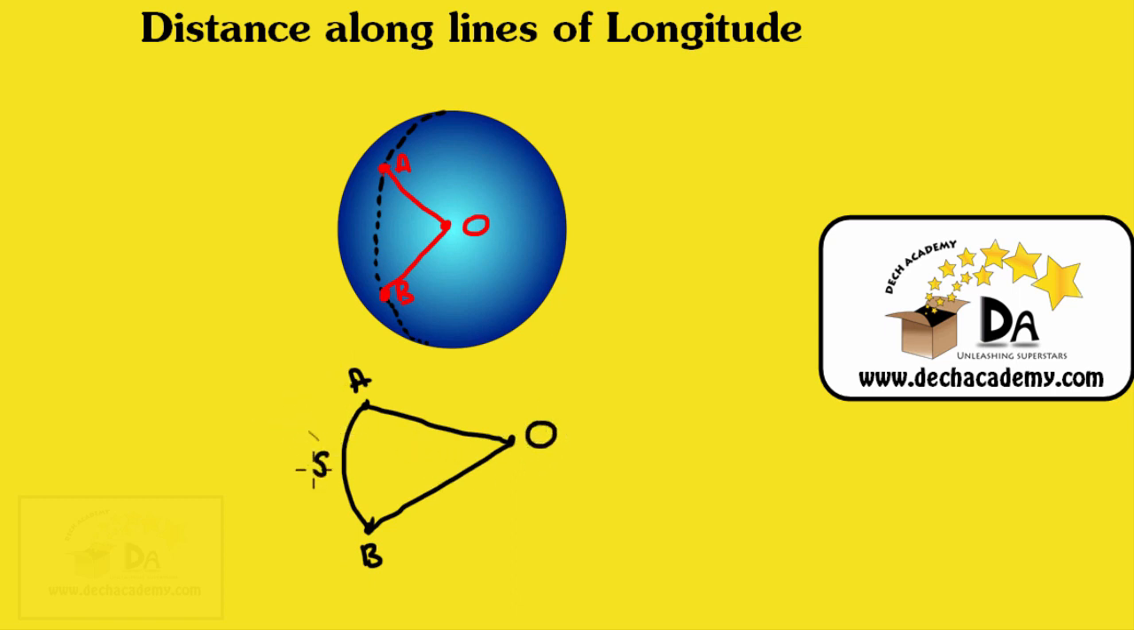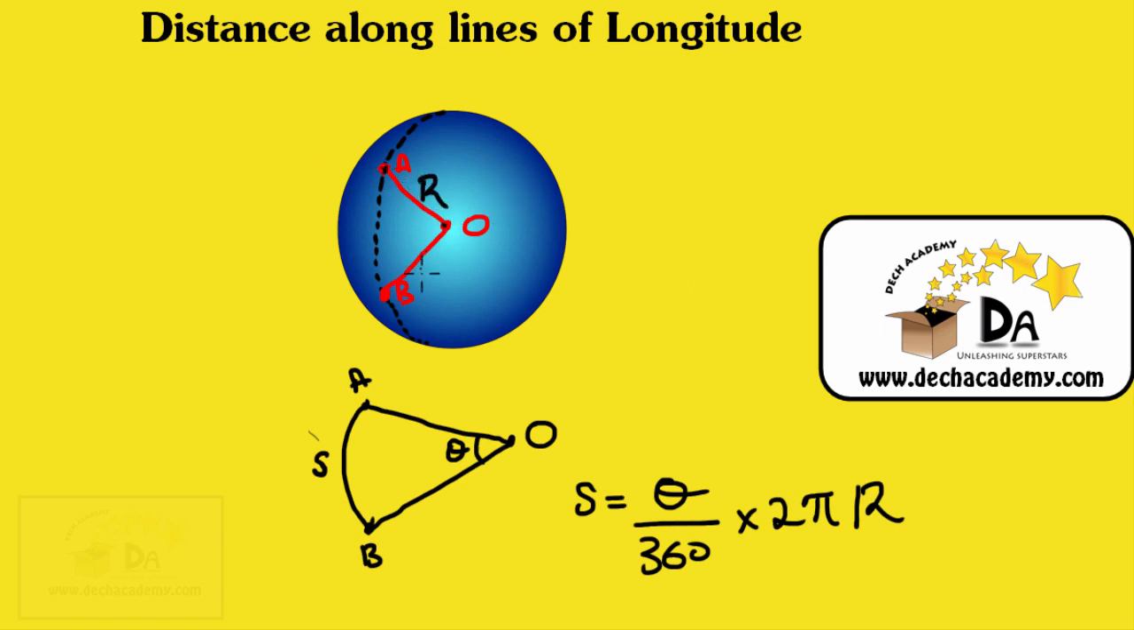So what's the length of the arc from A to B? I'll call that S. There's an angle formed at this center, and you know that the length of an arc, because we've covered this in the video dealing with length of arcs, is given by theta divided by 360 times 2 pi, the radius of this sector. And I'm going to put big R here. Why? Because from the center to any point on the surface is equal to the radius of the earth, and that's big R.